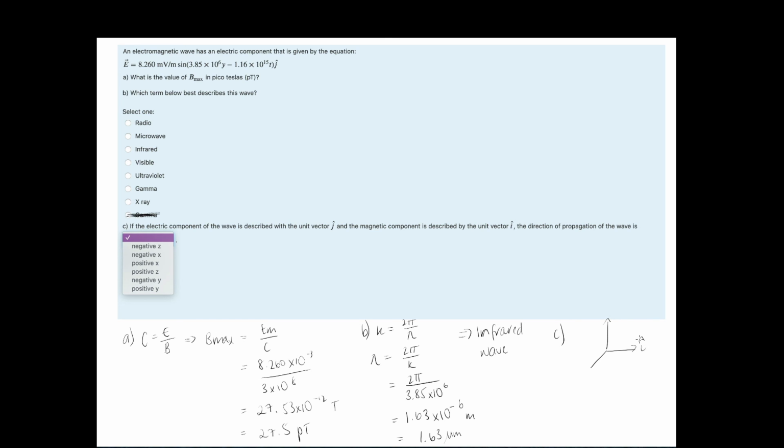So we have our i, our j, and our k. The electric component has j, so we point our fingers in this direction and we have to curl towards the magnetic component. So we're curling in this direction. And when you do that, you realize that your thumb is pointing towards negative k. So therefore, negative z is the answer. And that's how you do that question.